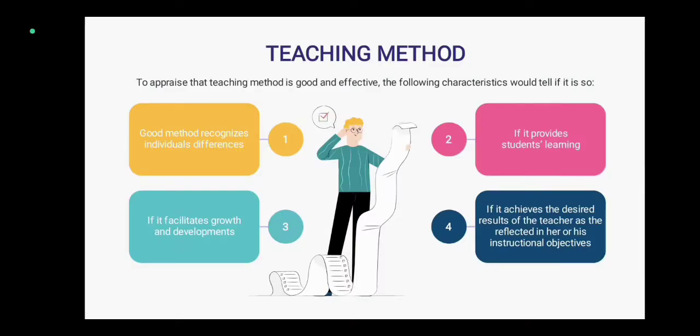And next, teaching method. To appraise whether a teaching method is good and effective, the following characteristics will tell if it is so. First, a good method recognizes individual differences. Second, if it provides student learning. Third, if it facilitates growth and development. And fourth, if it achieves the desired result of the teacher as reflected in her or his instructional objectives.